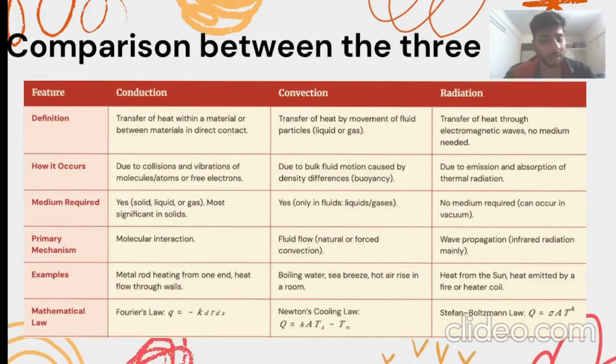So, lastly, to summarize, conduction transfers heat by molecular contact, convection by fluid motion, and radiation by electromagnetic waves. All three work together in nature and engineering, from cooking and weather patterns to spacecraft designs.